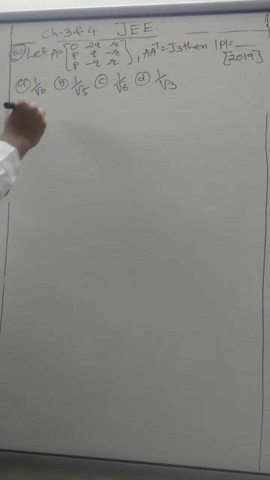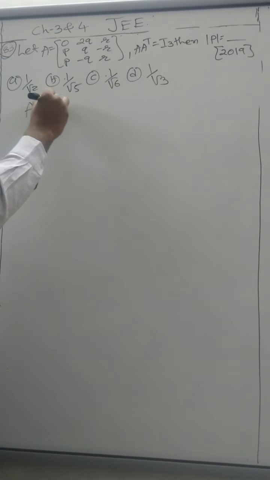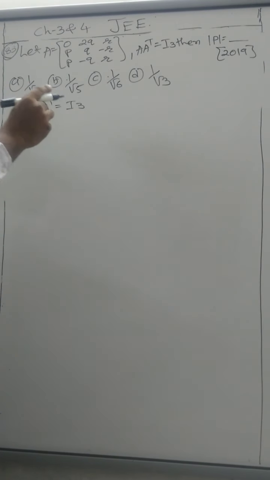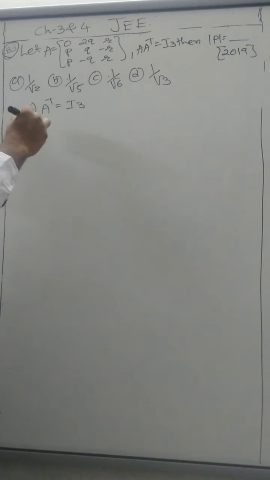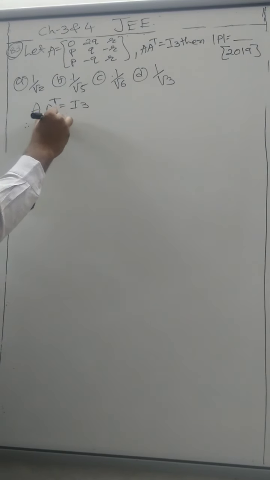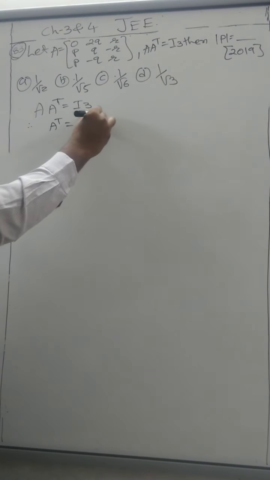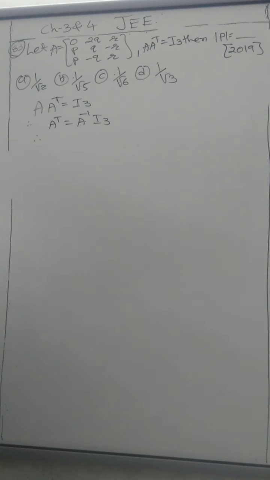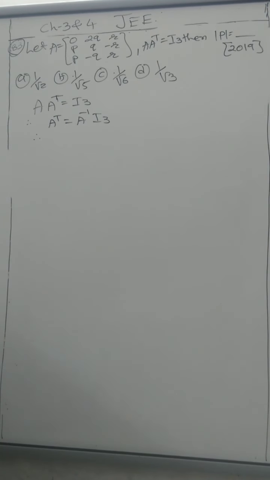Now here, first of all, what do we do? We have A A^T equal to I3. Therefore, we take A inverse on both sides. Then we have A^T is equal to A inverse I3. Therefore, A^T equal to A inverse.